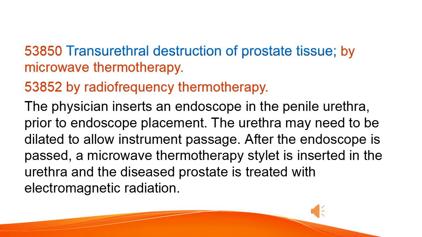Transurethral destruction of prostate tissue, by microwave thermotherapy or by radiofrequency thermotherapy. The physician inserts an endoscope in the penile urethra. Prior to endoscope placement, the urethra may need to be dilated to allow instrument passage. After the endoscope is passed, a microwave thermotherapy stylet is inserted in the urethra and the diseased prostate is treated with electromagnetic radiation.